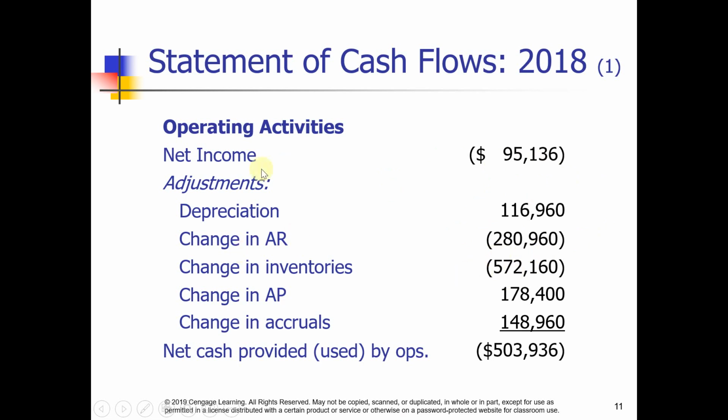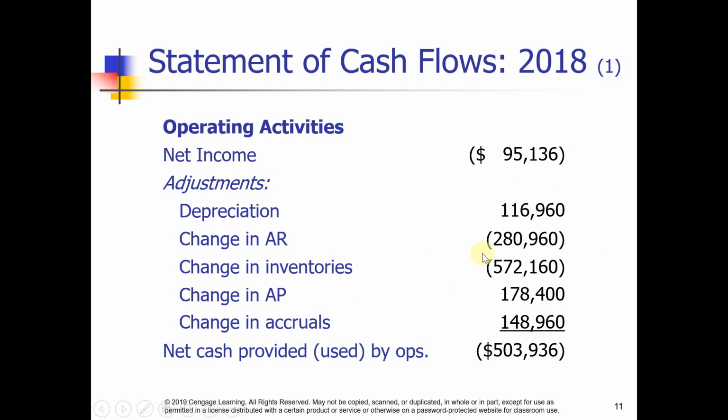So out of the net income, the company ended up increasing accounts receivable by $280,000. That was a drain of cash. It also increased inventories by $572,000. That was another extra cash stuck in operations. It also increased accounts payable. That helped the cash position because it hasn't paid for some of the stuff it has bought, and it has also not paid some of the expenses, resulting in the accruals.